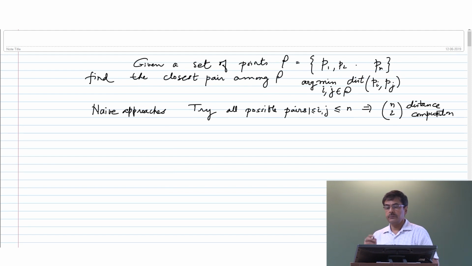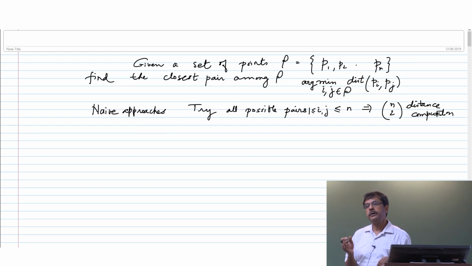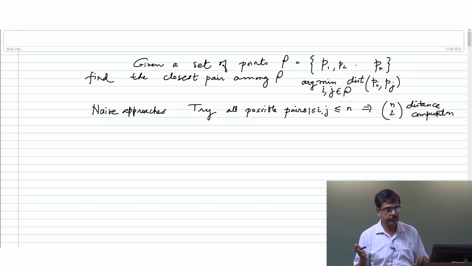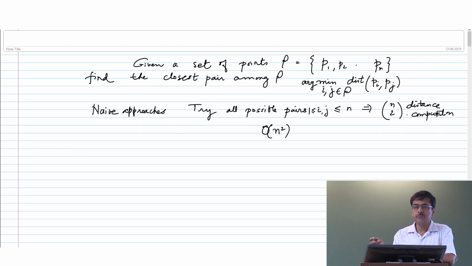The good thing about this very simple, naive algorithm is that it doesn't matter what the distance function is. So we can use Euclidean distance, L2 norm, L1 norm, whatever dimension, right? The naive algorithm will work across all possible Lp metrics, all possible dimensions. But the problem is that this n choose two computations is basically n squared, if I can compute the distance between two points in constant time.